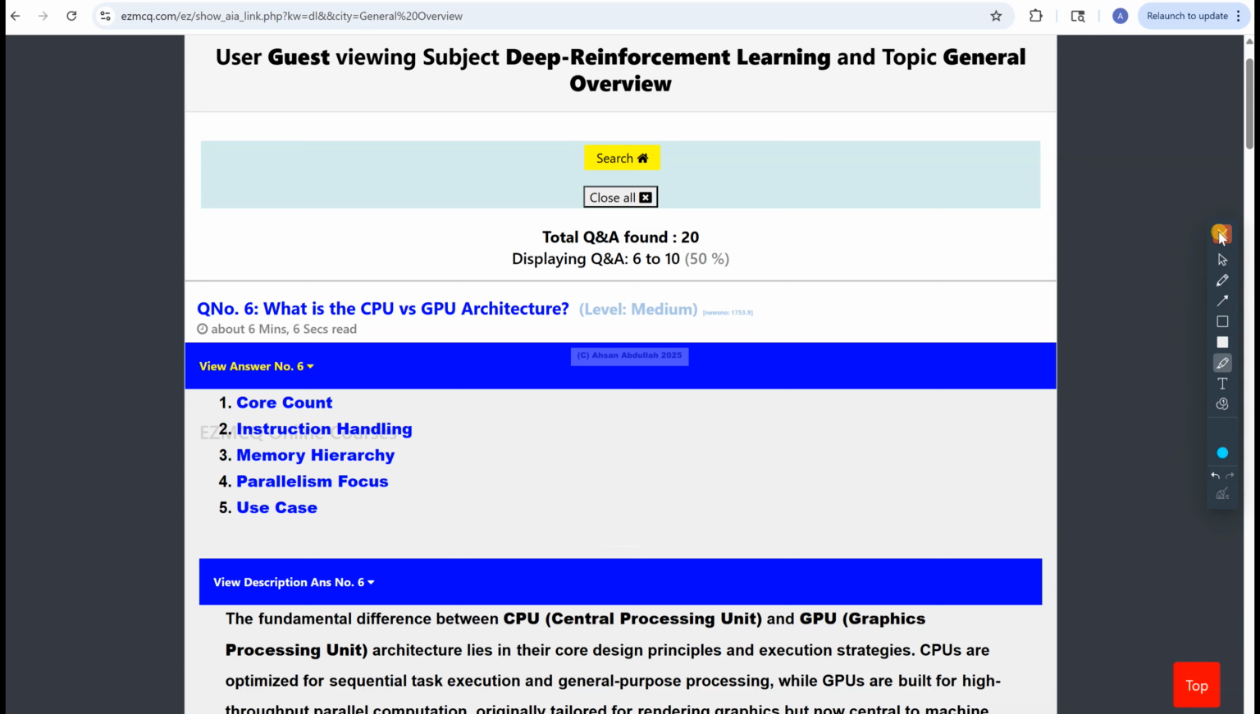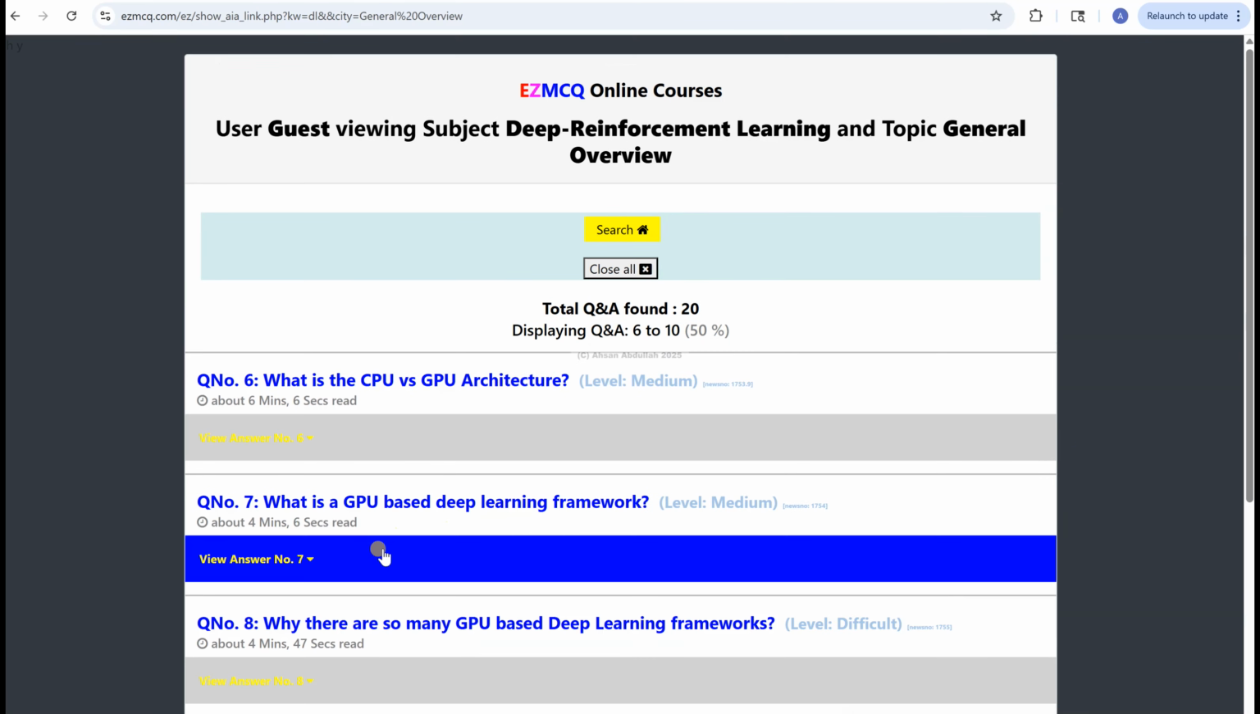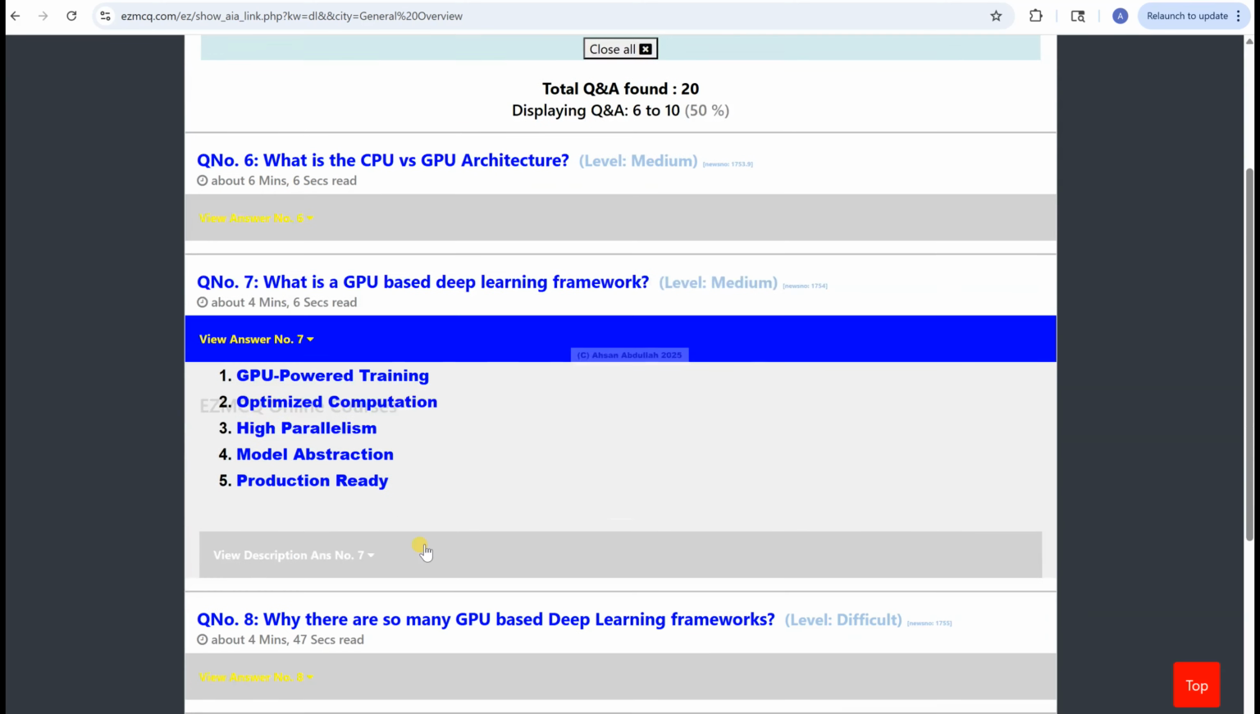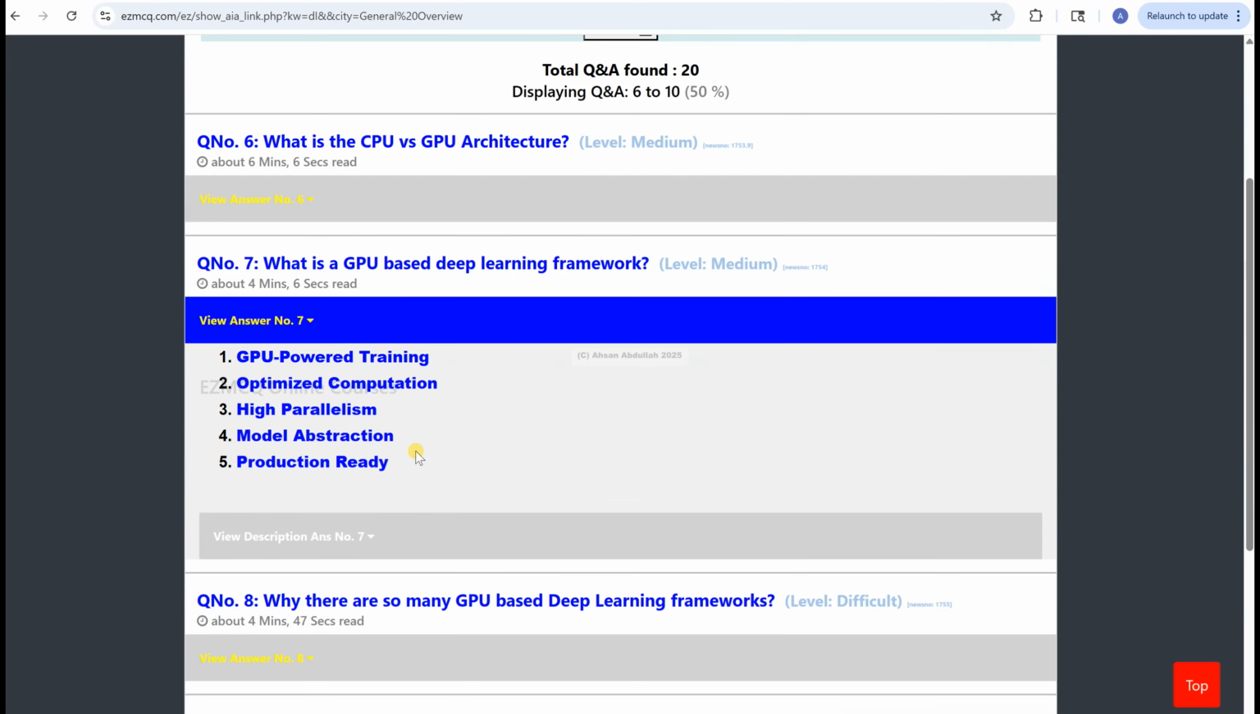All right, so we can close this drop down. And so what is a GPU based deep learning framework? So let's take a look at it. We have GPU powered training, and what is GPU powered training? This uses the massive parallel processing power of GPUs, and it accelerates the training of the neural networks, which we have discussed very briefly.